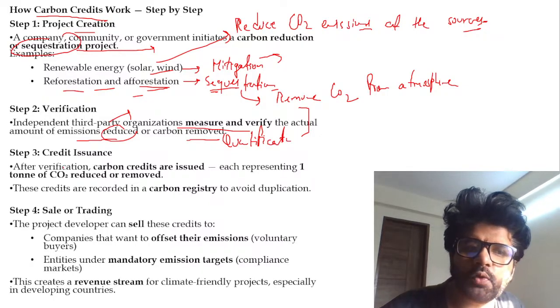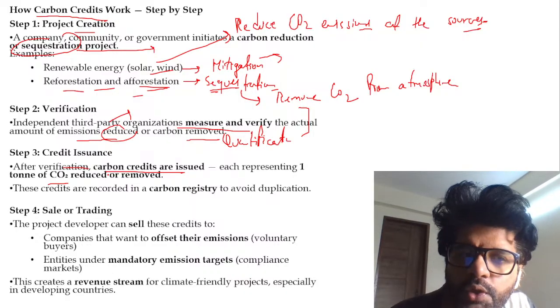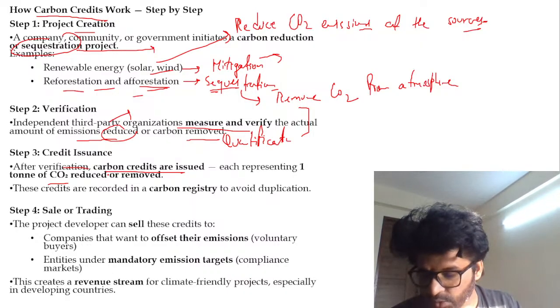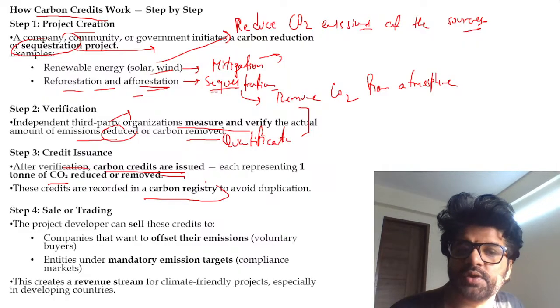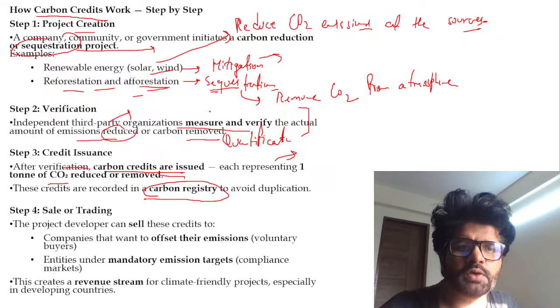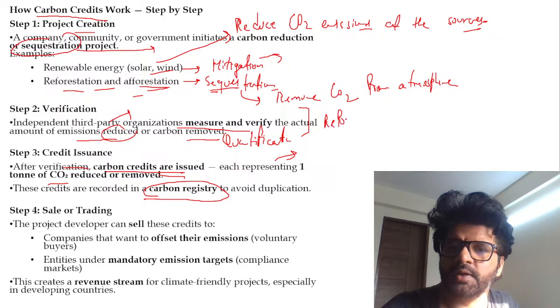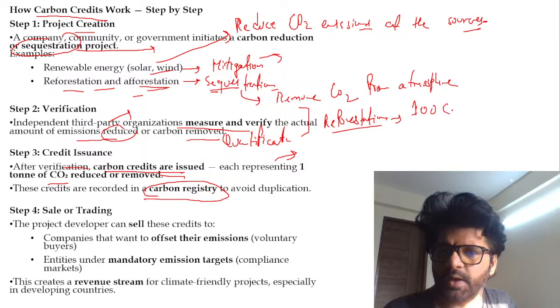And then after quantification, carbon credits are issued, like how many tons of CO2 you reduced or removed based on a mitigation or sequestration project. These carbon credits are then registered or recorded in a carbon registry. So let's say there was a reforestation project taken by a certain state government. They remove a certain amount of CO2 from the atmosphere, so they get 100 carbon credits, 100 cc.